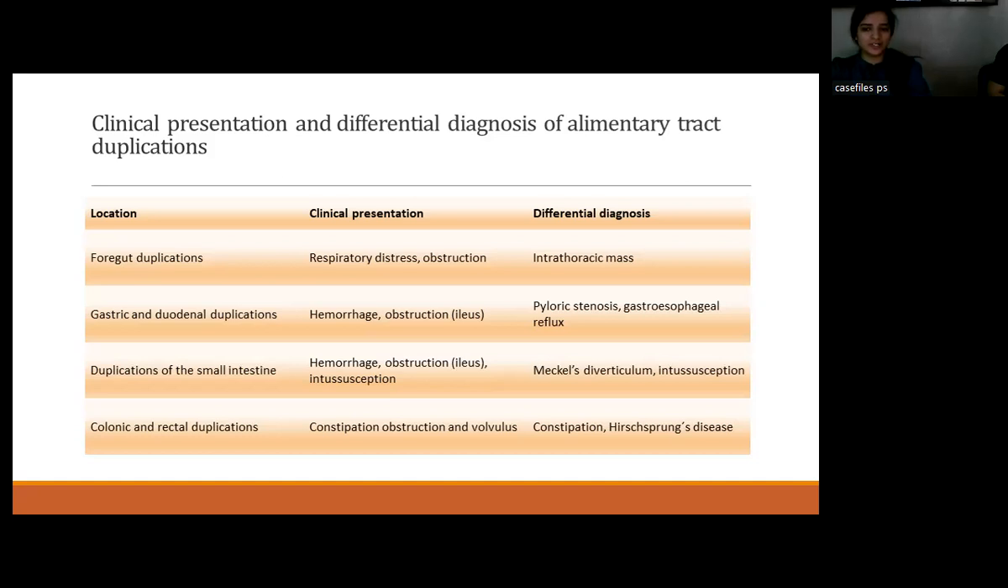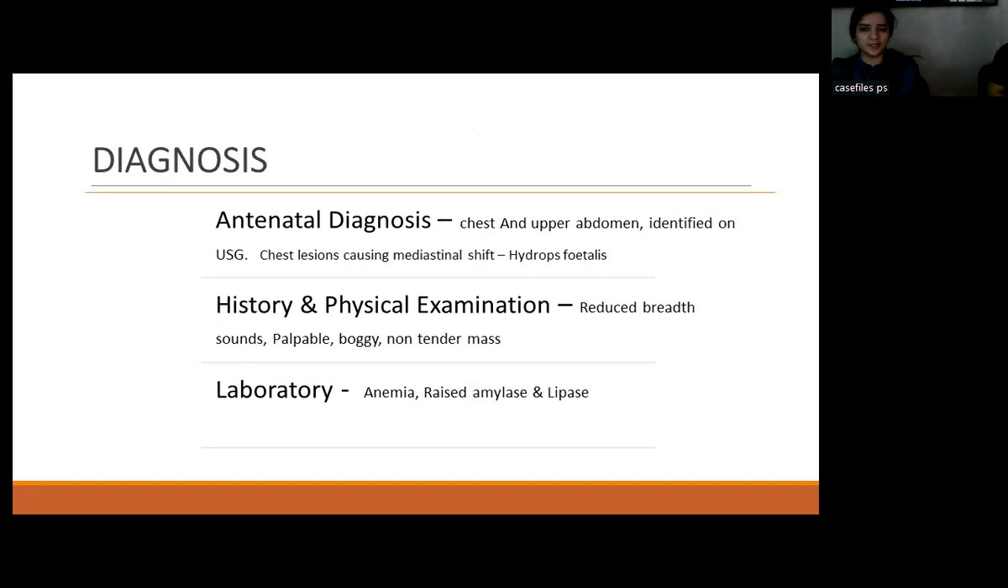Gastric and duodenal duplications can present with hemorrhage and obstruction, and the differential diagnosis may include pyloric stenosis and gastroesophageal reflux. Duplication of the small intestine can again present with hemorrhage, obstruction, or intussusception, and the differential diagnosis may include Meckel's diverticulum or intussusception. Colonic and rectal duplications can present with constipation and obstruction, and the differential diagnosis may include functional constipation or Hirschsprung disease.